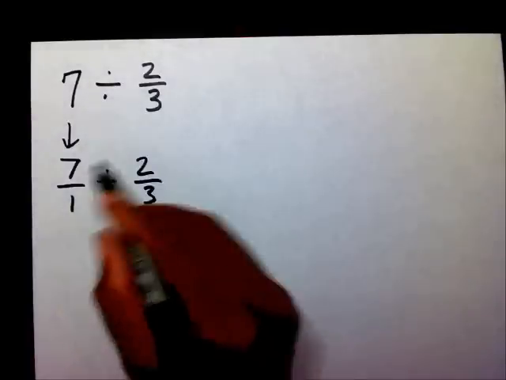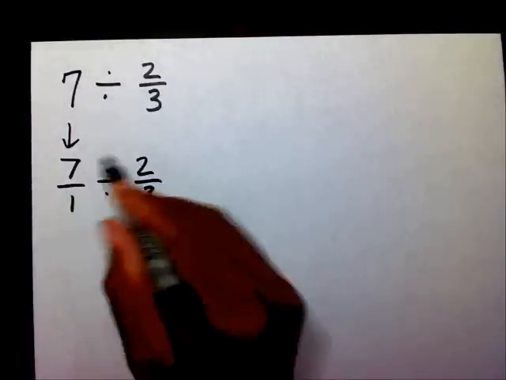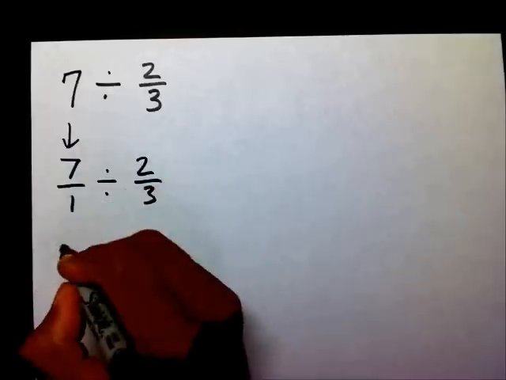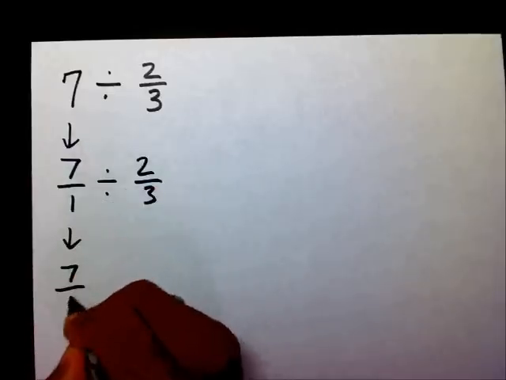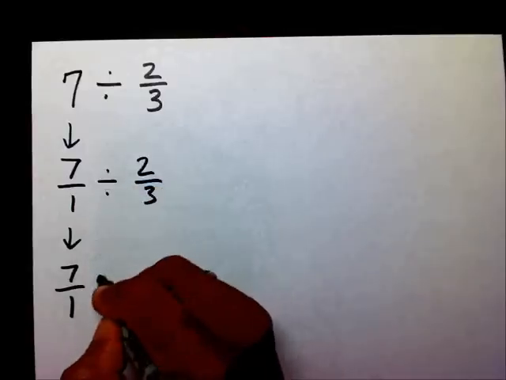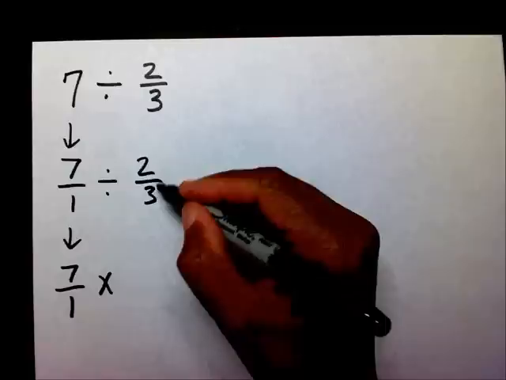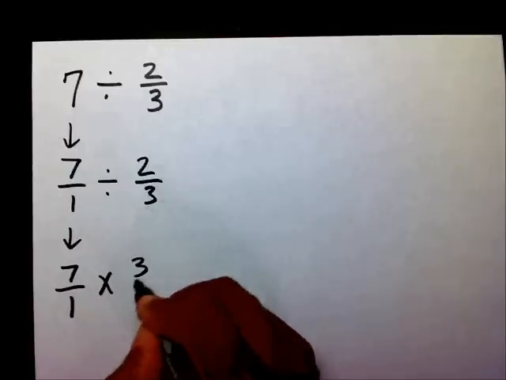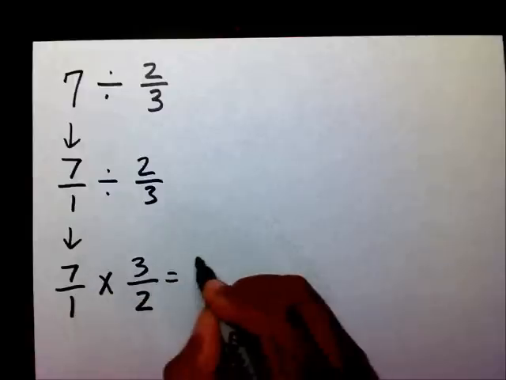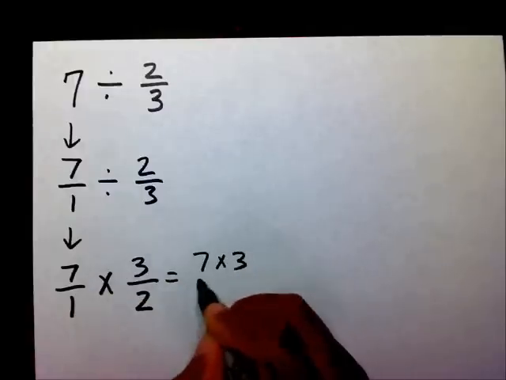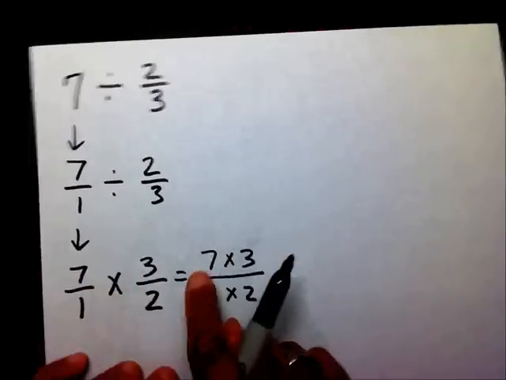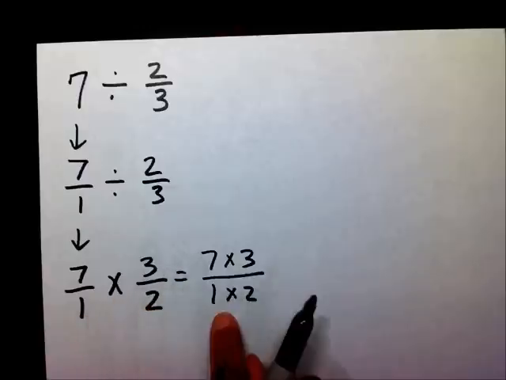Now I need to change this fraction division problem into a fraction multiplication problem. So I'm going to bring down my 7 over 1. I'm going to change my division to multiplication. And I'm going to take the reciprocal of 2/3, which is 3 over 2. Now I'm just going to multiply across. 7 times 3, 1 times 2.